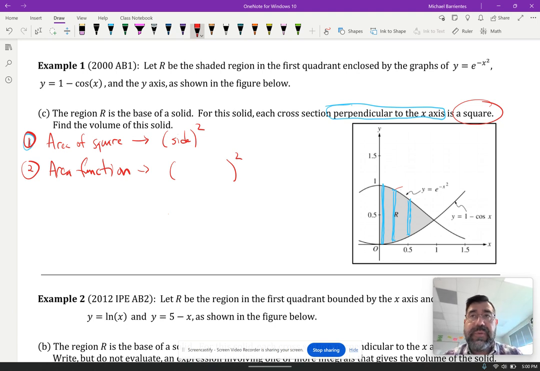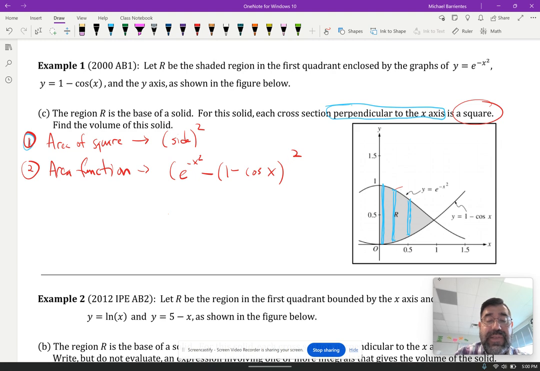If you recall, when we were doing area between curves with those little skinny rectangles, the length of the rectangle was top minus bottom. That's how you find a vertical length: whatever the top y value is minus whatever the bottom y value is. Well, the top function is e to the negative x squared, minus the bottom function, 1 minus cosine x, and then I'm going to square that.